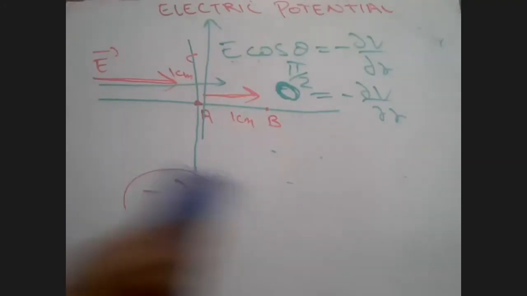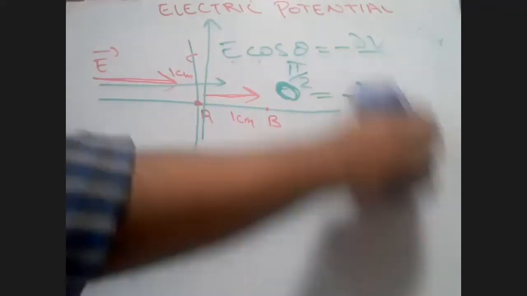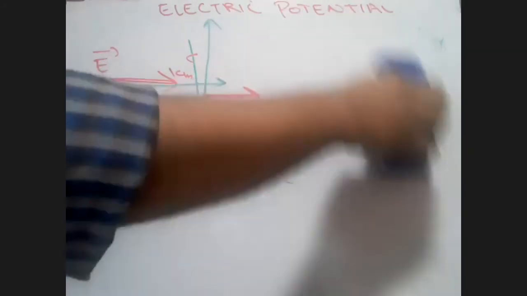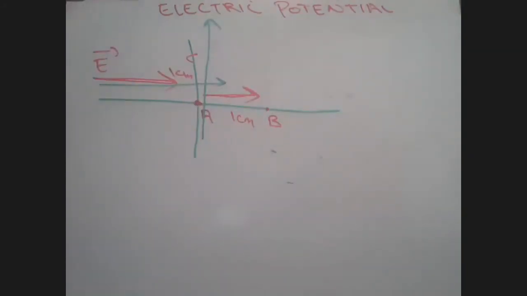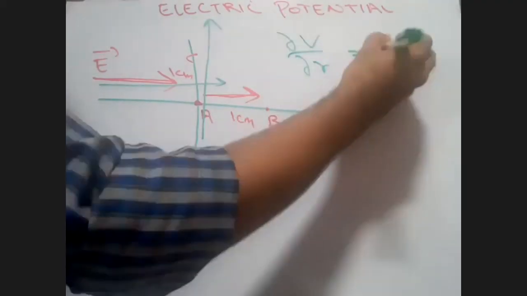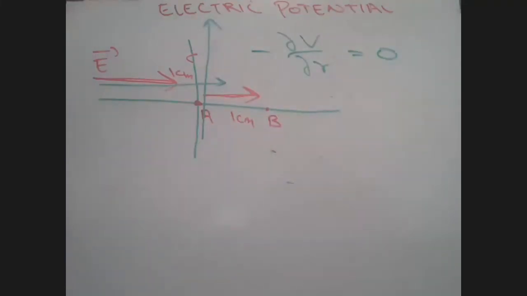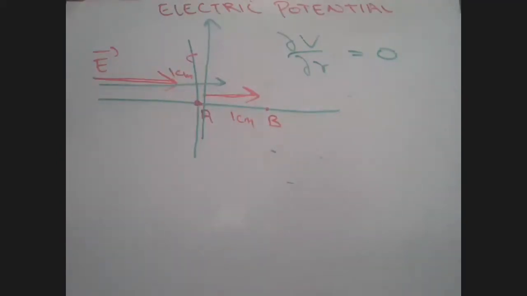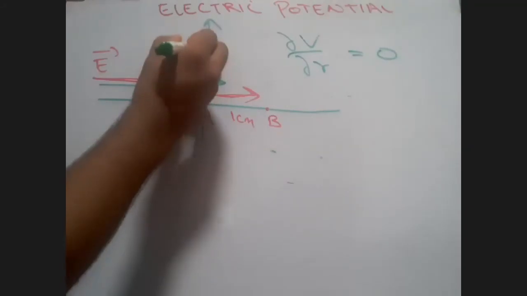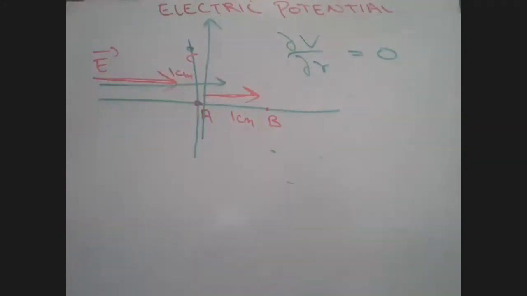So now listen to me. There are many people who think if the rate of change of potential is 0, that means the potential is 0. No. You need to understand this concept that dV by dr equal to 0 simply means the rate of change of potential is zero. That means there won't be a difference between the point at A and the point at C. The potential at both the points is going to be constant.